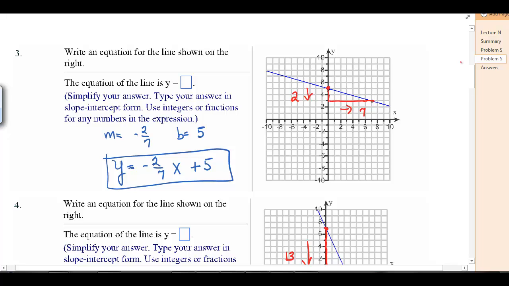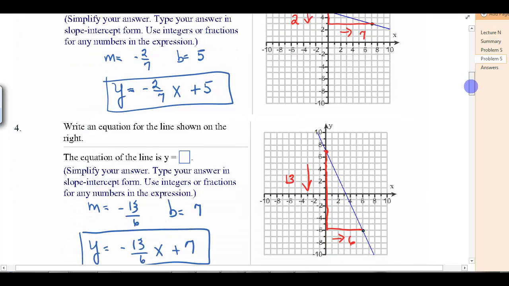Same thing with this one. We have to determine the y-intercept, which is at 5. So b equals 5 there. And then to get to this point over here, we went down 2 over 7. So m is negative 2/7. Put that in the form of the equation.